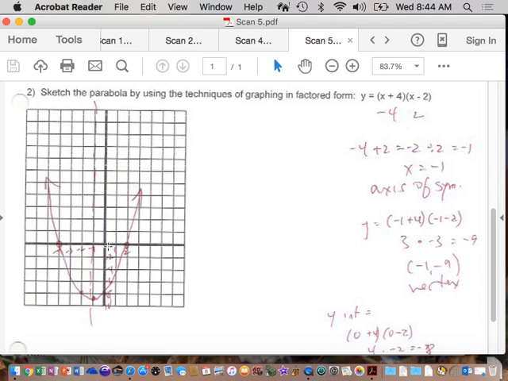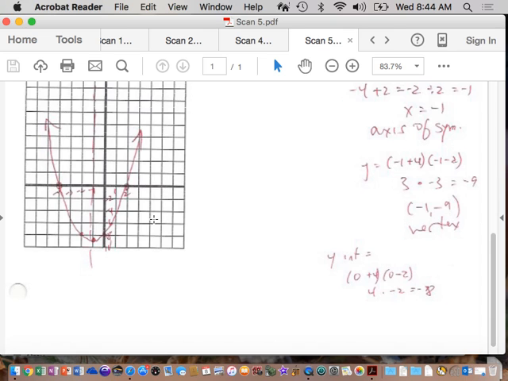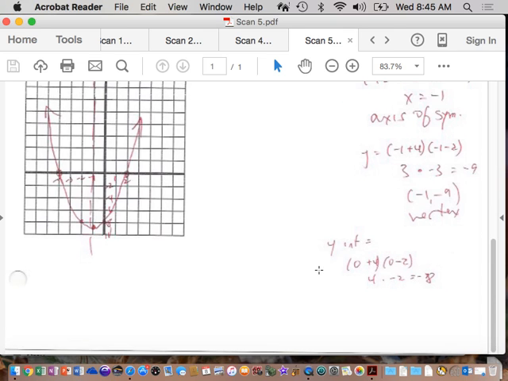That's how I made my scale. Notice when I made the scale, I made it on both axes so everybody could see. You could have done a slightly different scale. It doesn't make a difference. Now, I also like to find the y-intercept because I could just plug in a 0 for x. And when I do that, I get 4 times negative 2 is negative 8. So that gives me these two to pair up. And I touch very quickly with the graph. Okay? Any questions? All right.